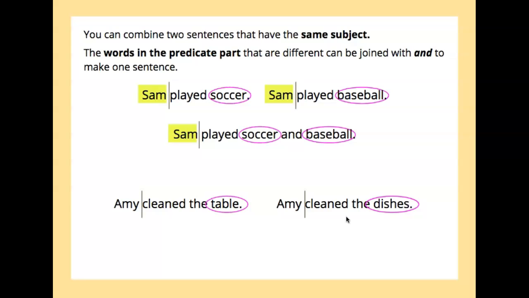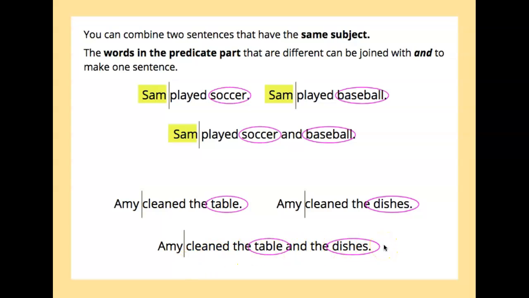Now what do we do? We can use the word and to combine these two different words in the predicate parts, and that will give us a combined sentence. Amy cleaned the table and the dishes. Our subject part and the verb of the predicate part did not change because they are the same in both sentences. We use the word and to join the different words in the two predicate parts, table and dishes, to make one sentence.